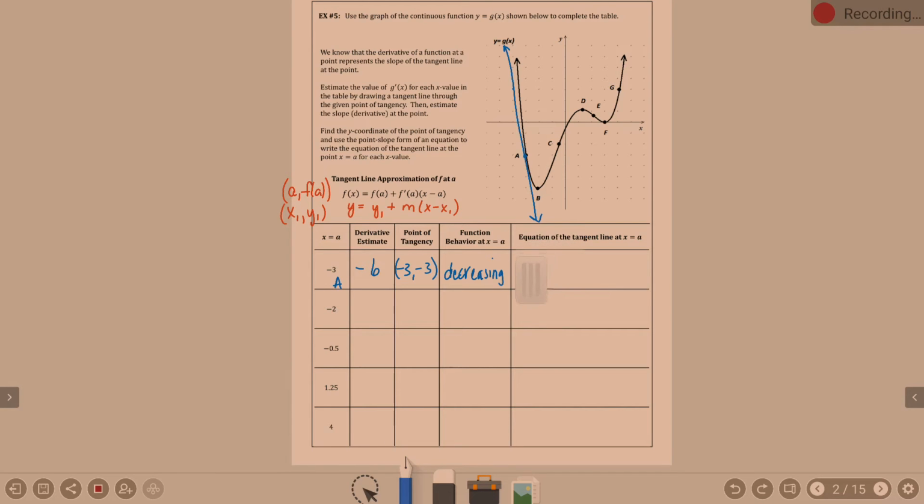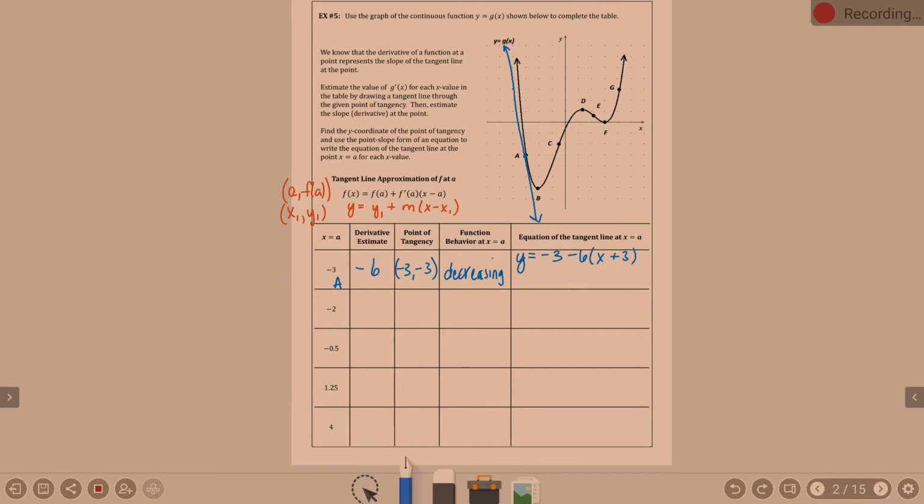So one option, if we put the y1 first, is put your y value of -3, and then it'd be plus your slope. My slope is, everyone's slope is negative. So minus my slope, 6 times x plus 3, minus -3, which is plus 3.